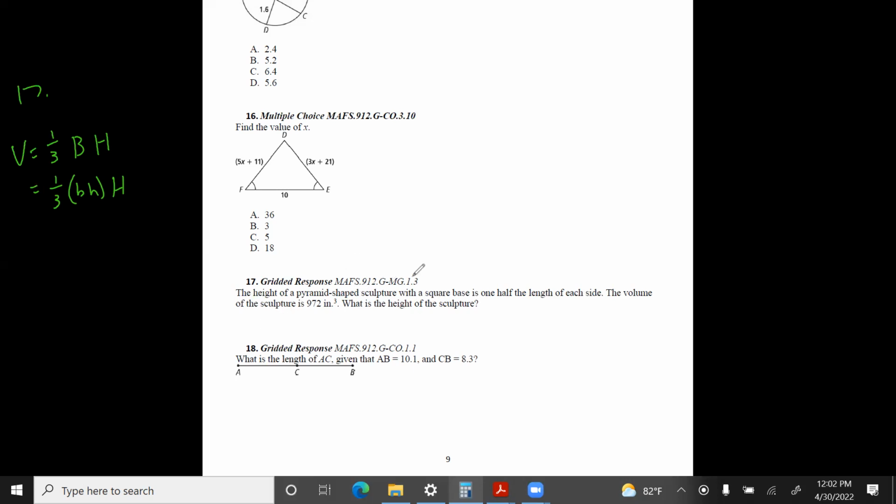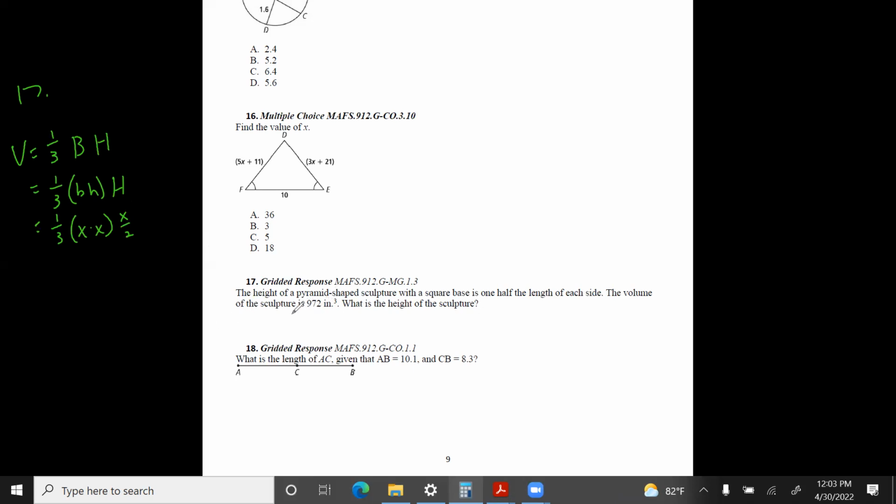They said the height of the pyramid is 1/2 the length of each side. So I'm going to call each side x for right now. So I have 1/3 x times x. And the height, it says, is 1/2 the length of each side. So the height is going to be x divided by 2.